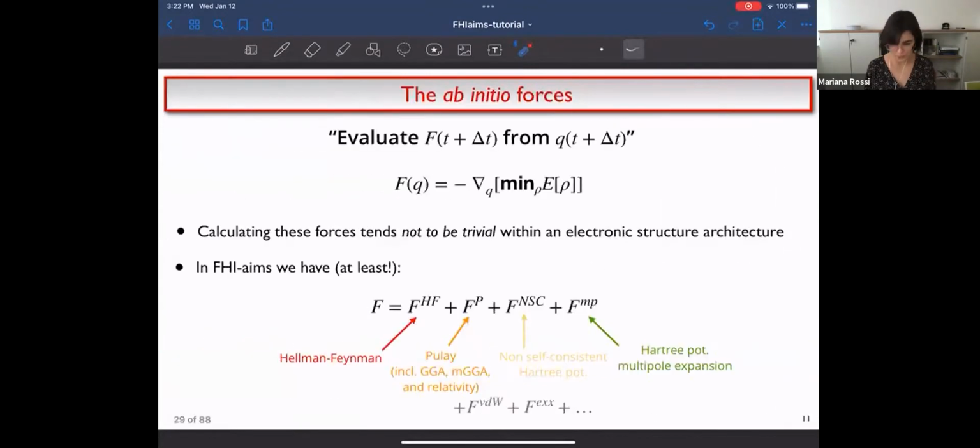And you should know that everything you add to your problem will add a term in the force. So if you have the van der Waals corrections, there will be a term coming from the van der Waals correction; the exact exchange, there are also forces related to those. And anything you add, basically, you have to be very careful that you have to calculate forces related to those terms. So let's look a little bit at how they look like.